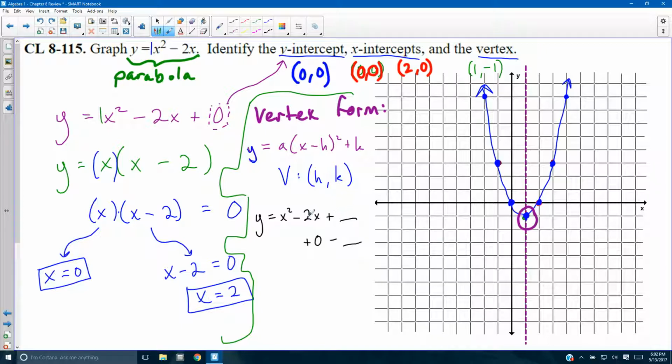So what number am I going to borrow? What I'm going to do is take this number, negative 2. I'm going to divide it by 2, and I'm going to square it. Negative 2 divided by 2 is negative 1. Negative 1 squared is positive 1. I'm going to add this number here, and I'm going to subtract this number here. Whatever I add, I have to subtract for balance.